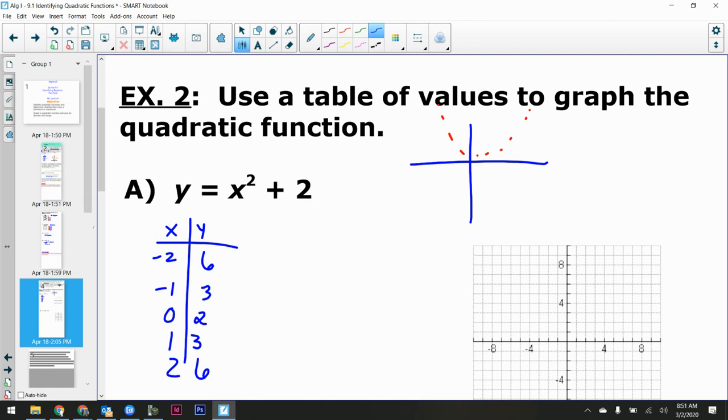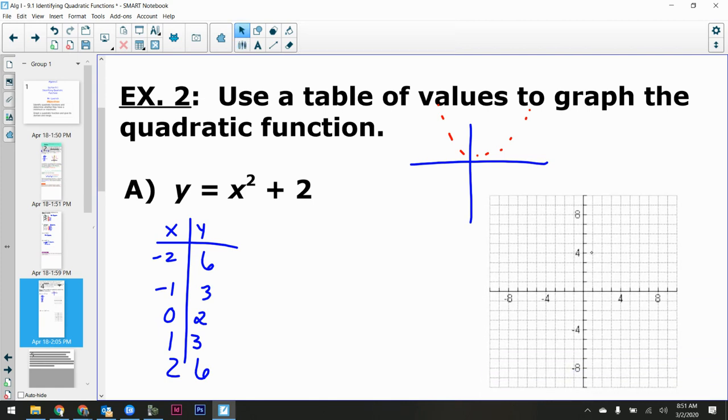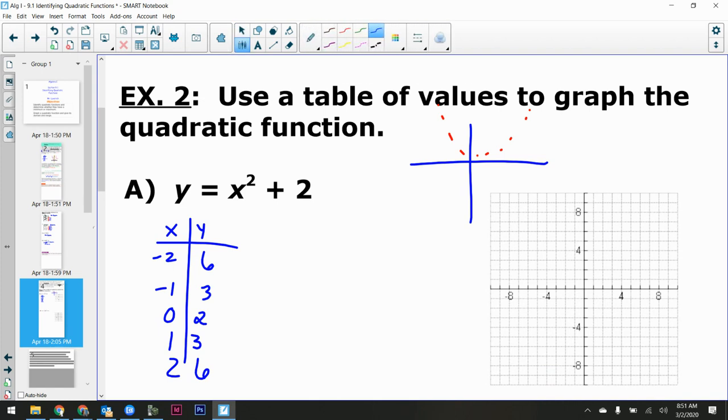Okay. So when I go to graph this, I hope we see both sides of the parabola. It looks like I do because I see some symmetry in my table. -2 comma 6, -1 comma 3, 0 comma 2, 1 comma 3, 2 comma 6. Do I see both sides of my parabola? Yes. Connect the dots.